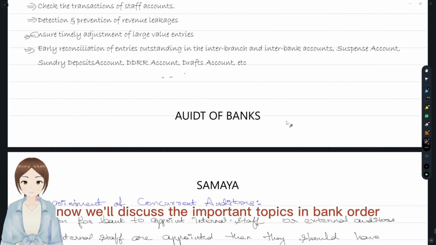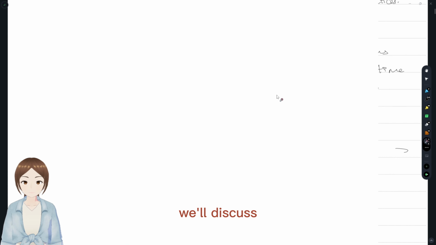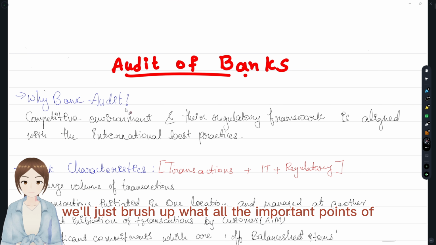And with that said, now we'll discuss the important topics in bank audit. As bank audit is a vast chapter, we'll just brush up on what the important points are. We'll just know what the must-do topics here are.